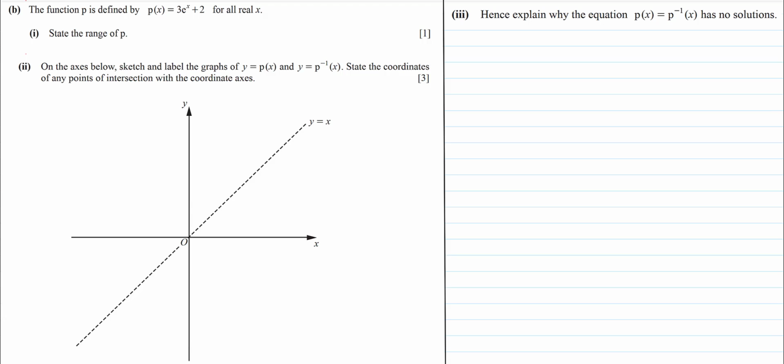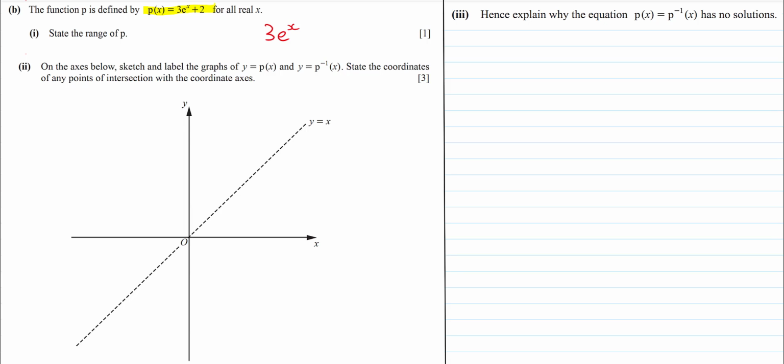Part B, we're given the function p defined as p of x is equal to 3 times e to the power of x plus 2 for all real x. And for part 1, we need to state the range of p. So to work this out, we'll look at this part here of the function, 3 times e to the power of x, and see what is going on there.